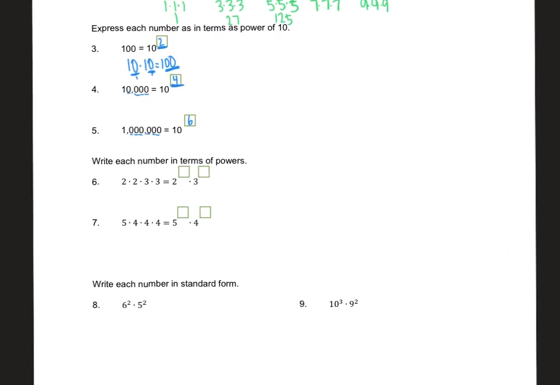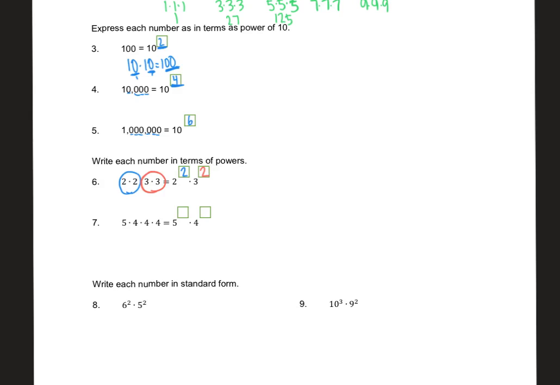All right, write each number in terms of powers here. 2 times 2 times 3 times 3. Well, we have the bases. So remember, the base is what we have. The exponent is how many we have. So how many 2s do we have? How many 3s do we have? We have 2 2s and we have 2 3s. So we have 2 to the second, 3 to the second.